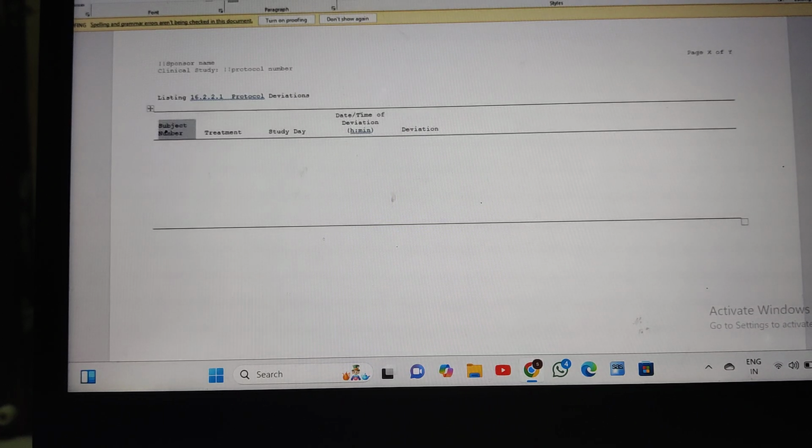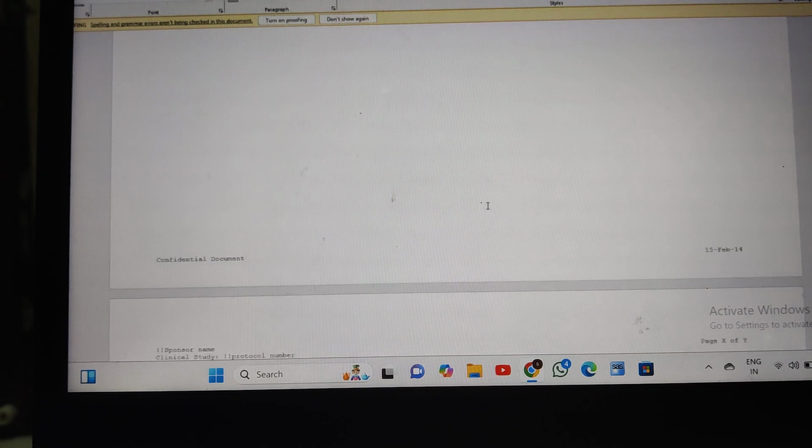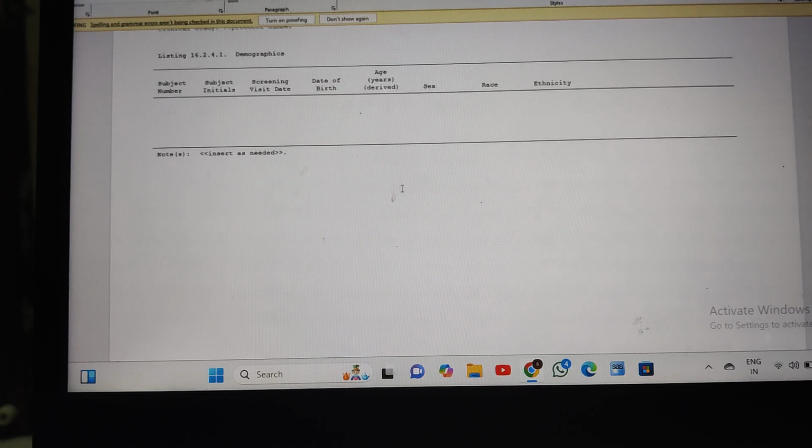So we need to represent the study name, subject number, which is nothing but the subject ID, the treatment, which treatment they have randomized, and the study day, what is the study day of the deviation, and then what is the deviation date, and then what is the deviation. So the deviation description should be provided here. Okay. So just keep the variables and then rewrite the proc report.